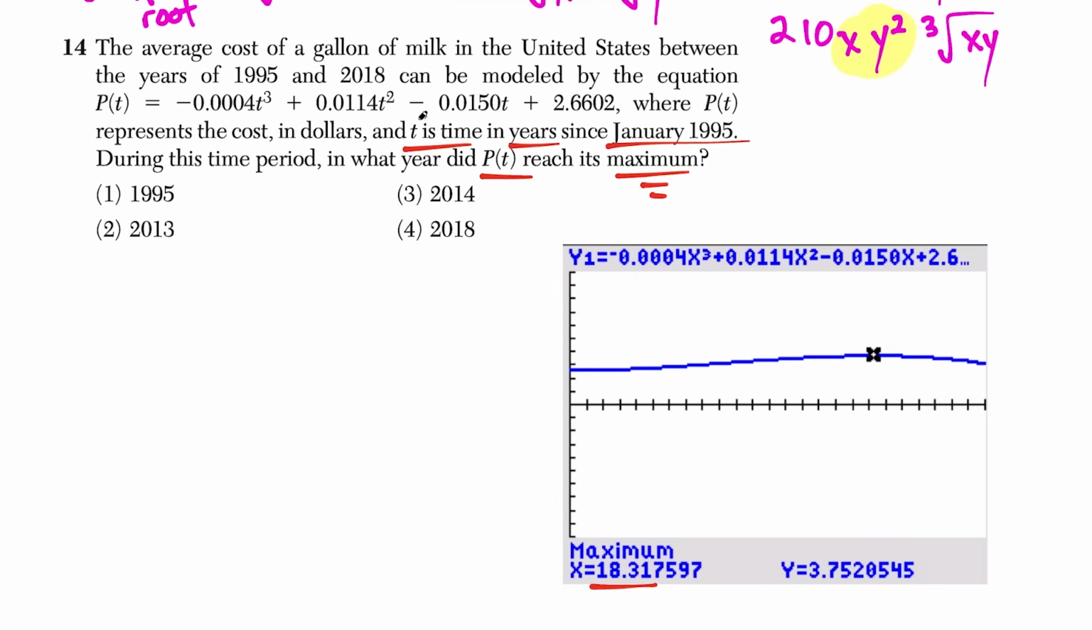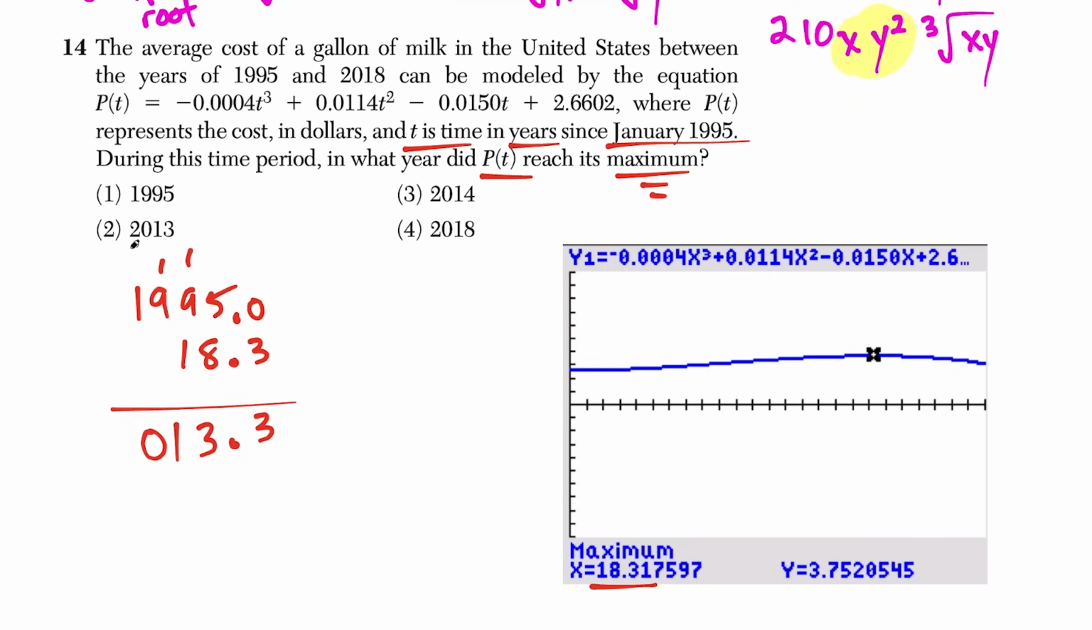But remember, t represents the number of years since 1995. So I'm going to take 1995 and add 18.3. Okay, so we just add this up here. If we work this out, we have 3 after the decimal. And then we have 13, we carry the 1. We have 11, we carry the 1. We have 10, we carry the 1. So we have 2013.3.